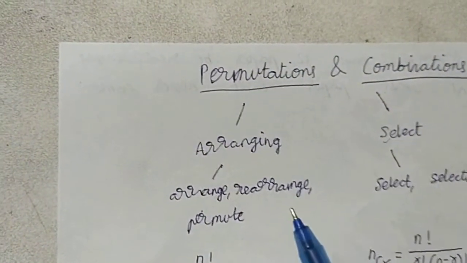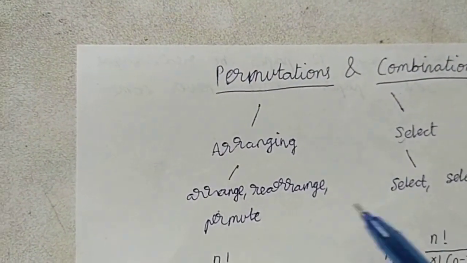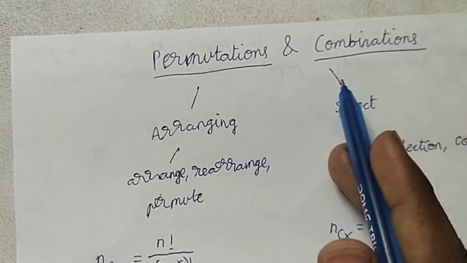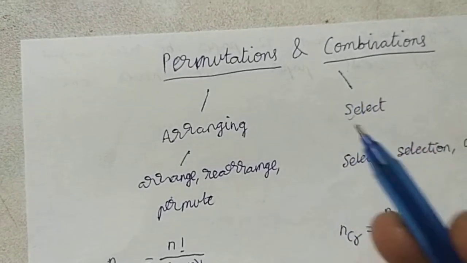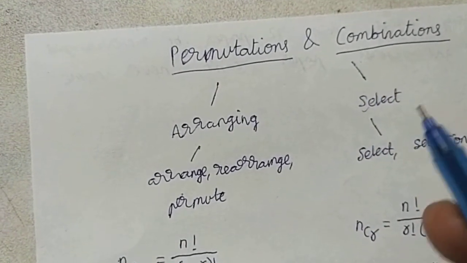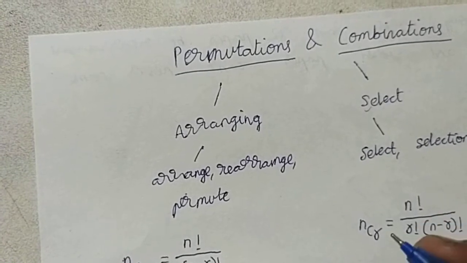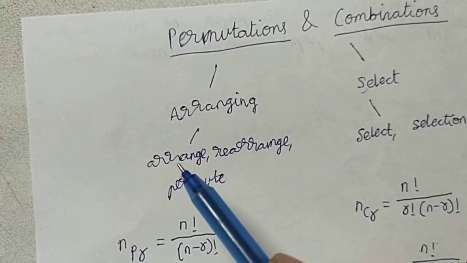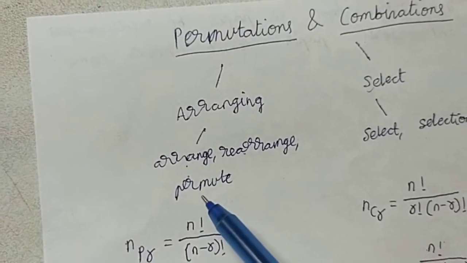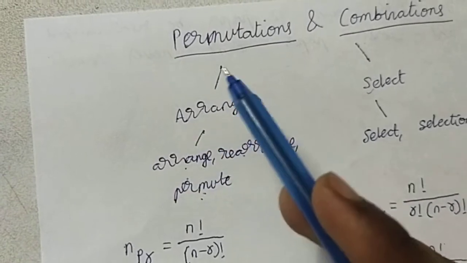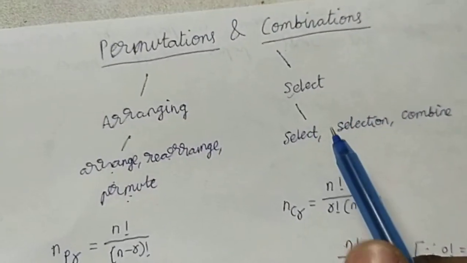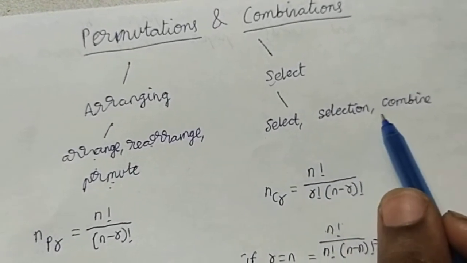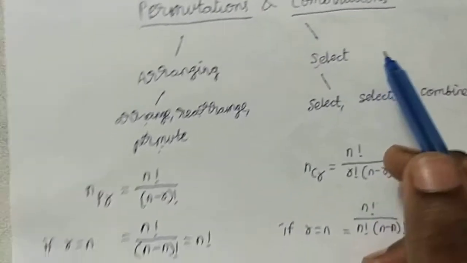Permutations means arranging the given terms in different positions by taking all at a time, whereas combinations means selecting the given data in different manners by taking all at a time. If the question says arrange, rearrange, or permute, they all belong to permutations. And if the question says select, selection, or combine, they all belong to combinations.